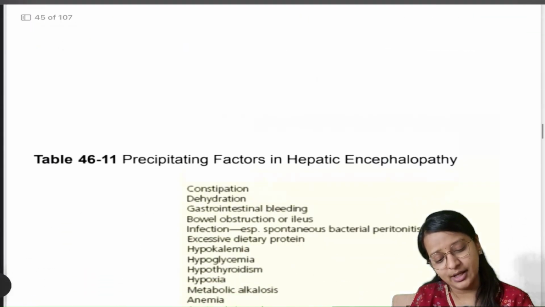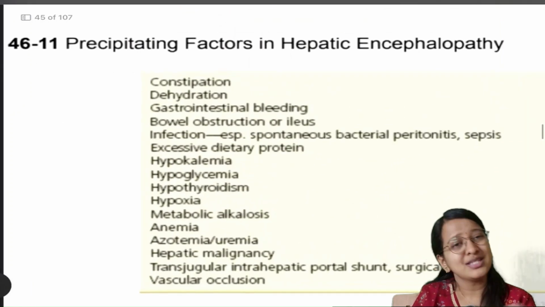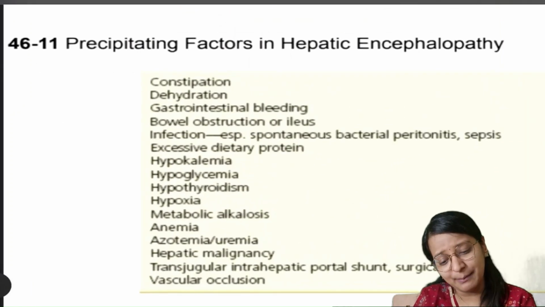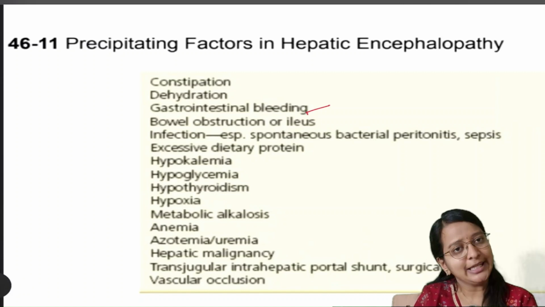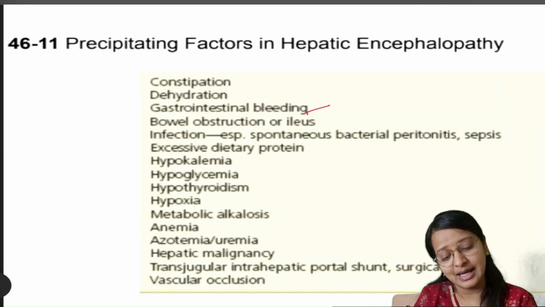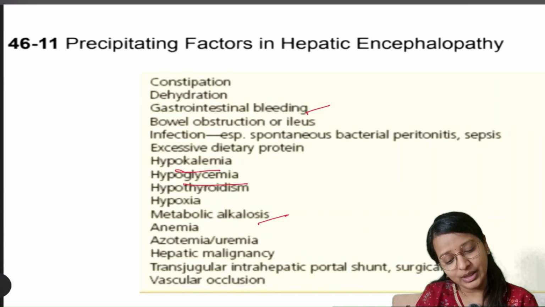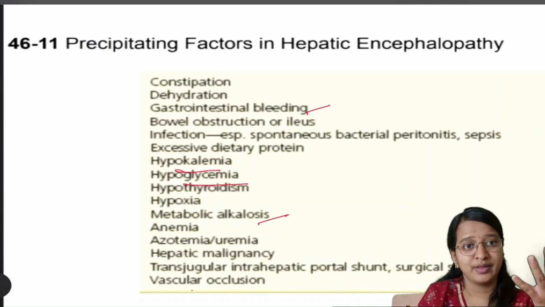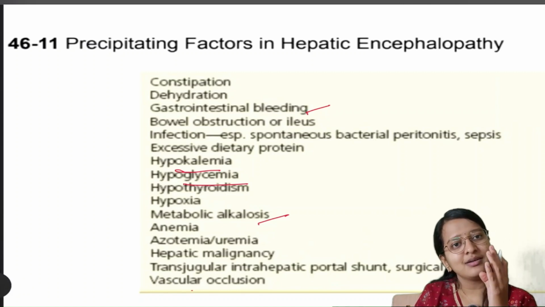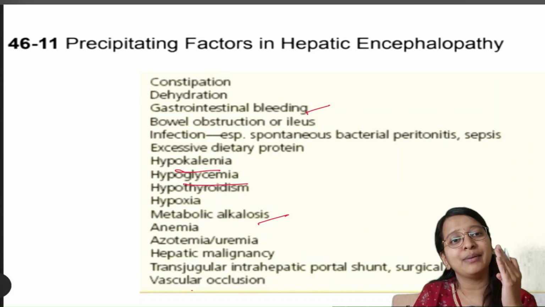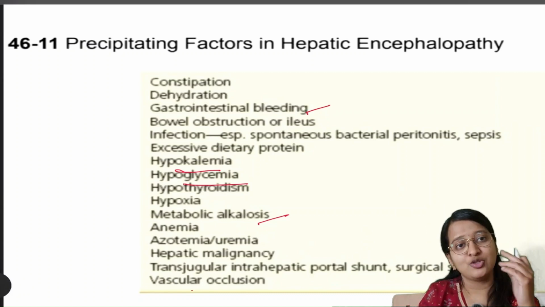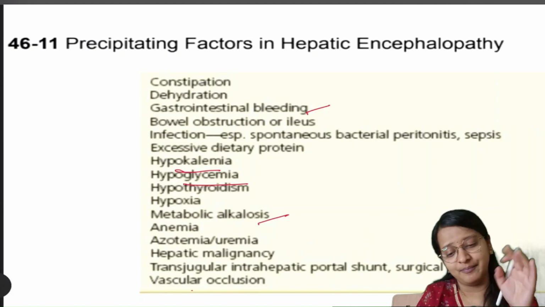Let us see the precipitating causes. Constipation, dehydration, GI bleeds, bowel obstruction, any infection, electrolyte imbalances like hypokalemia, hypoglycemia, hypothyroidism, hypoxia, metabolic alkalosis, anemia, uremia, hepatic malignancy, vascular occlusion, and transjugular shunts. Generally, a shunt is a treatment, but it might precipitate your hepatic encephalopathy. So we have to be careful.